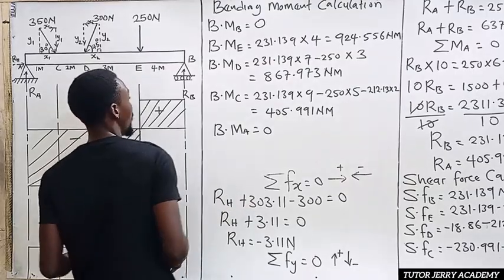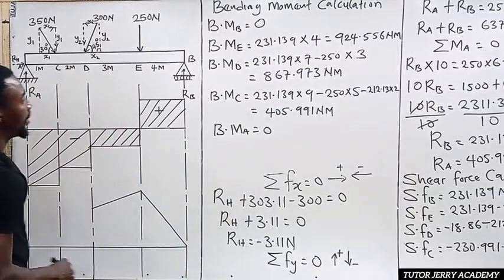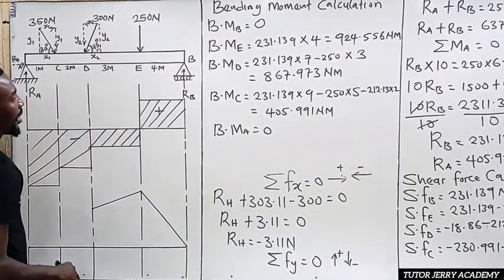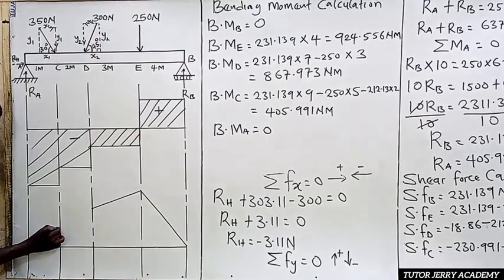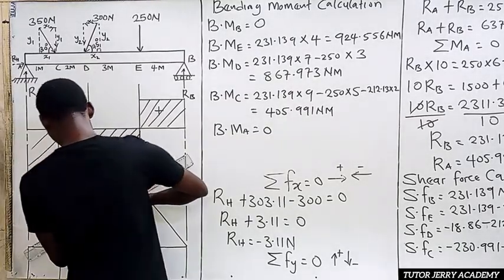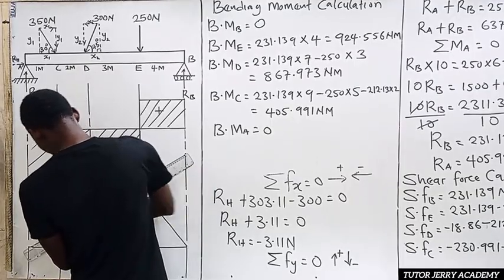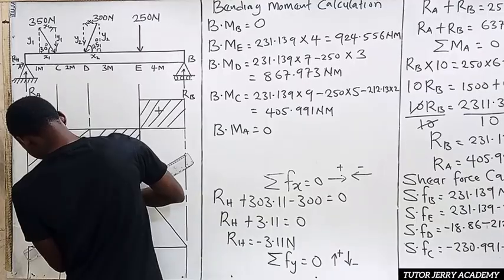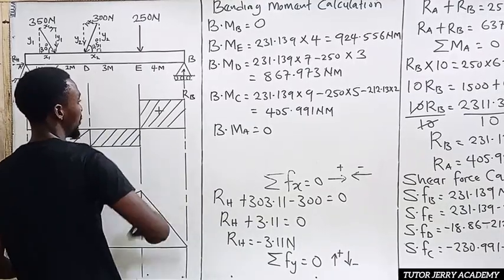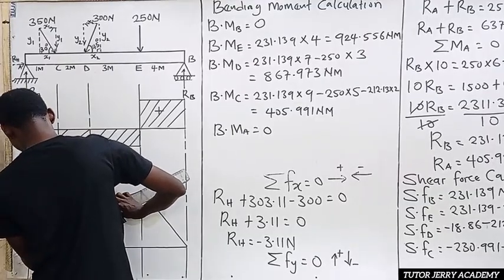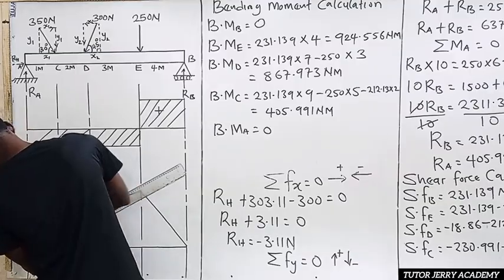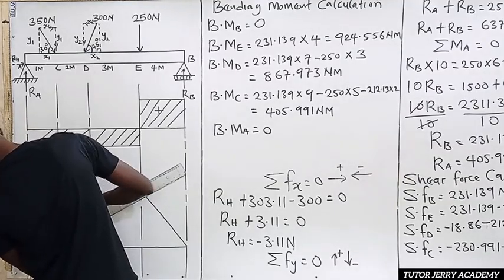All right. So at point C, we have 405.99, which will be somewhere around here. Right. So let's join that point with this point here. All right. So then we go back to 0. So we closed this with 0. All right. So that's it.